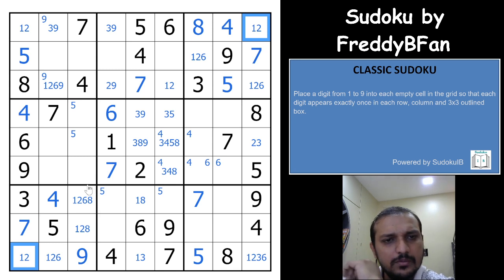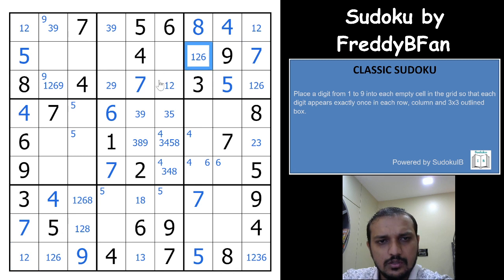That is not helping much. Whatever other 1, 2 would have to be here. That's still possible. If you have it here, and again, that is still possible.